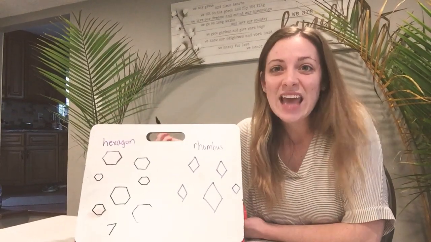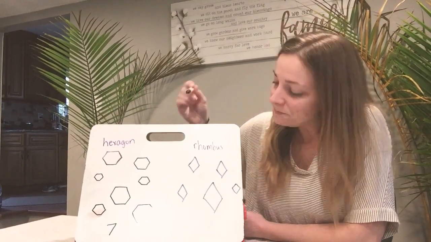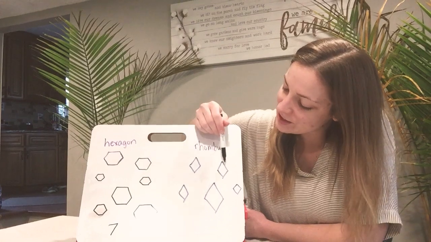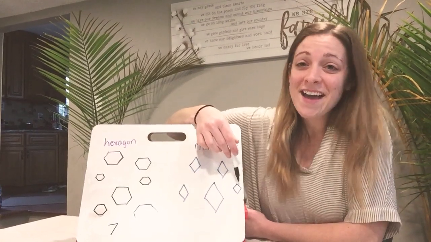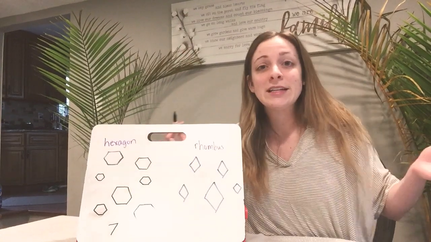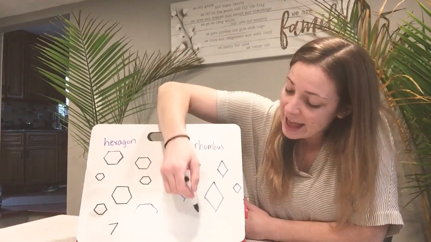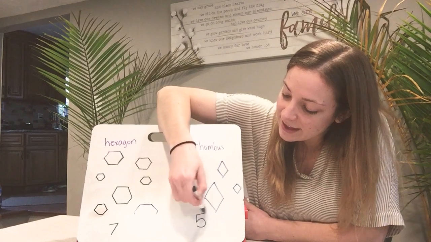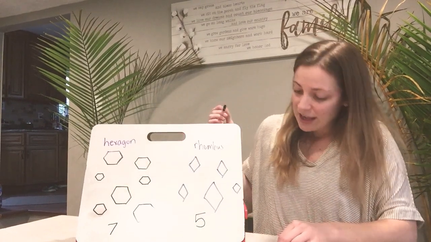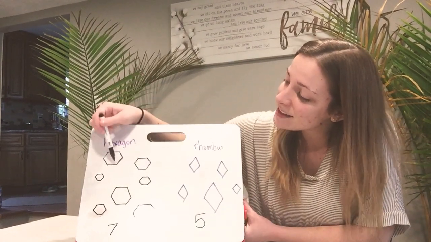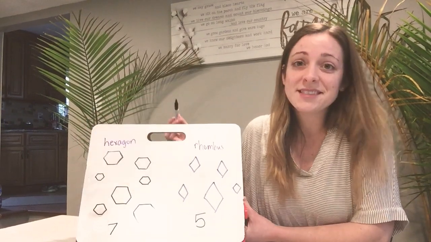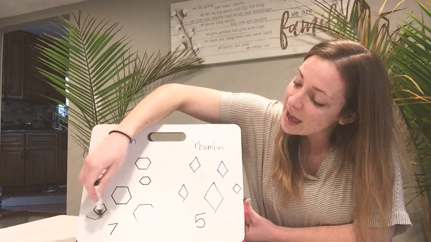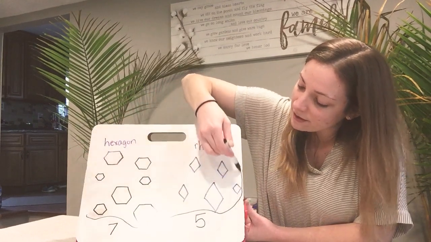All right, so now let's count how many rhombuses we have. Are you ready? 1, 2, 3, 4, 5. That's right. So remember, when I do my 5, I'm going to do a neck, a belly, and then give him a hat. Awesome. So now that we have how many hexagons, we have 7 hexagons and 5 rhombuses, we're going to count how many shapes we have all together.